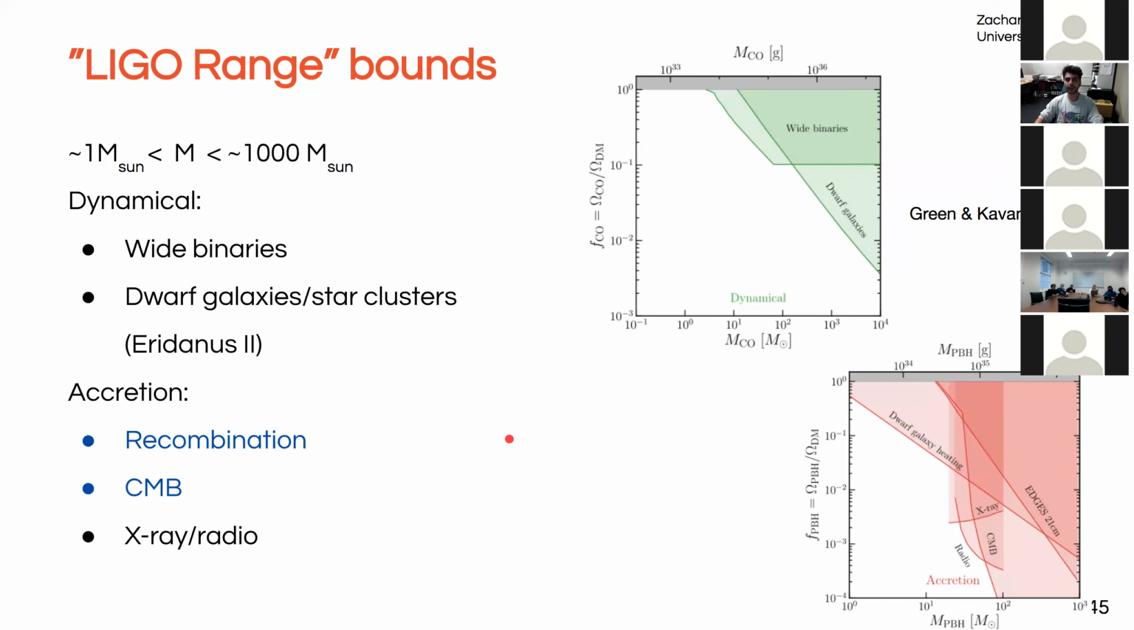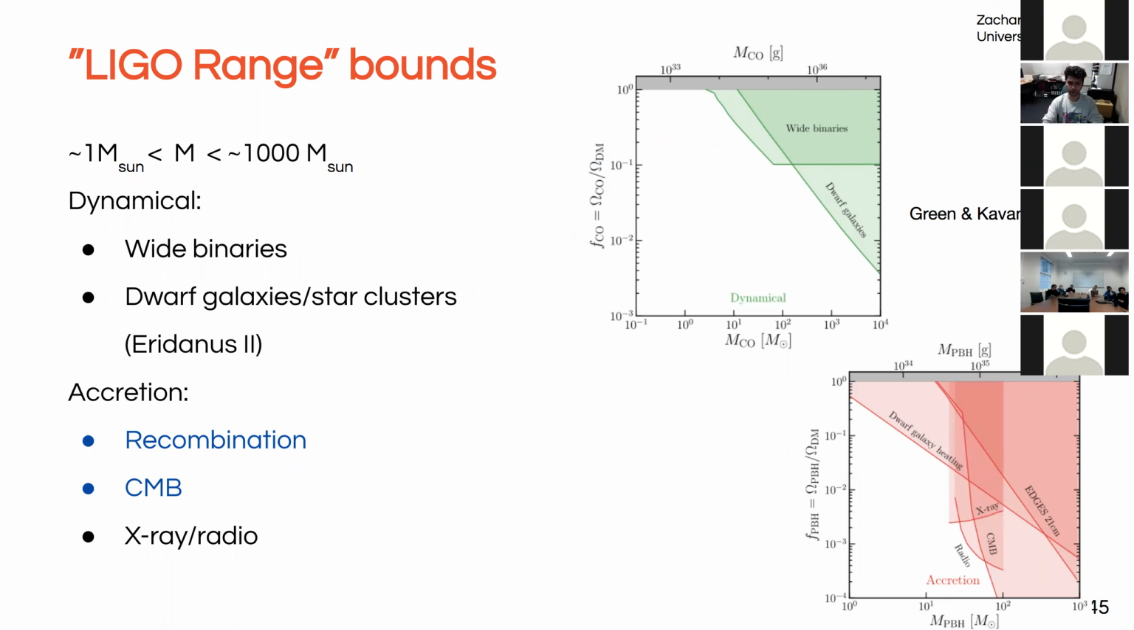So going down mass ranges, there's one that I've sort of informally titled the LIGO range bounds, which is roughly in the solar mass to hundreds of solar mass range. And there's a number of interesting constraints in this range. So firstly, there's these dynamical ones, which is essentially all the ways that these black holes will disrupt structures. So we've observed very wide binary stars, so they would disrupt those.